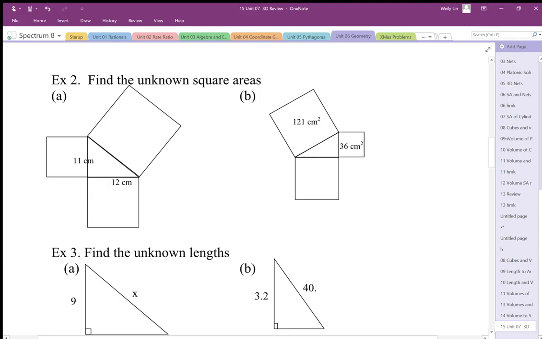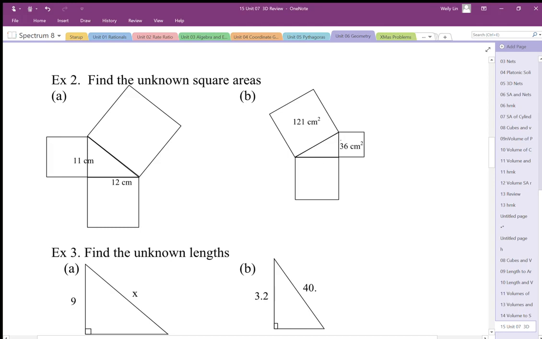Pythagoras. We need to make sure we understand Pythagoras. Pythagoras is the relationship between three areas, square areas, of a right triangle. So if I have this big area and this smaller area, these two areas add up to that one. That means that to get the middle area, I need to subtract.